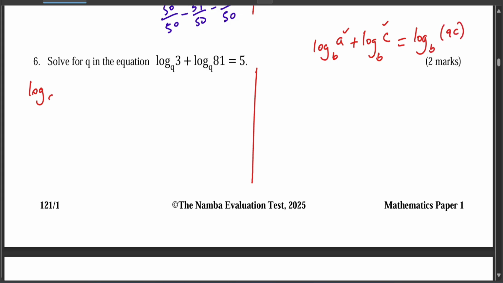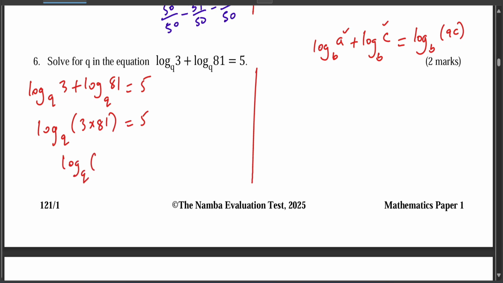So it's the same thing we do to this one. So log 3 plus log 81, all of them having base Q, is equal to 5. So you just multiply the 3 with 81. So log base Q of 3 times 81 is equal to 5. So 81 times 3 should give you 243. So log base Q of 243 is equal to 5.